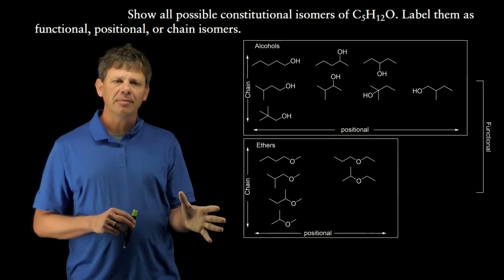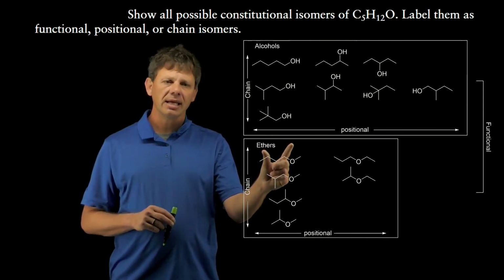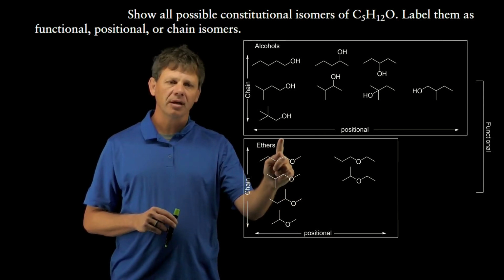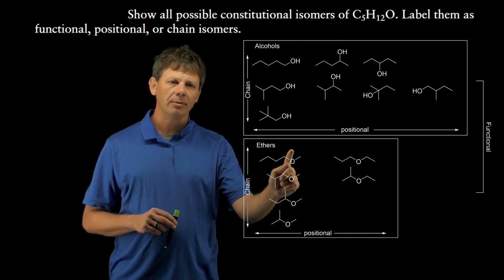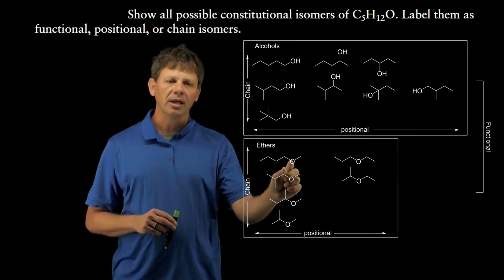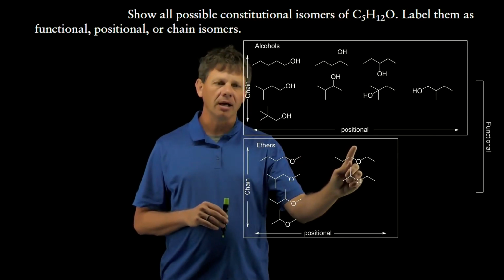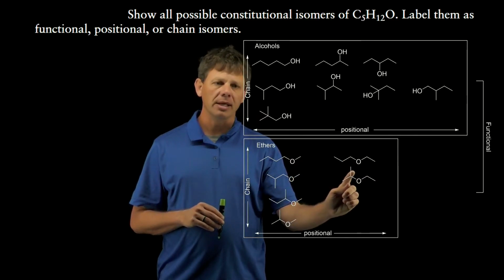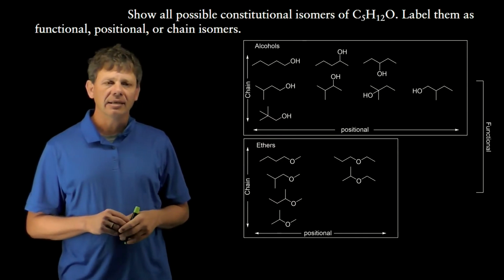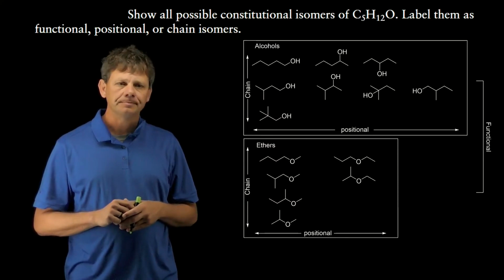Essentially, we can do the same thing with the ethers. We can have a 4 carbon chain with a methoxy group with 1 carbon coming off of the oxygen. So the oxygen with a 4 and a 1 on either side, or we can have the oxygen with the 3 and the 2. And so that would be an example of an ether functional isomer.